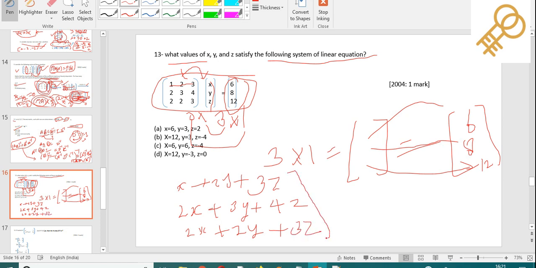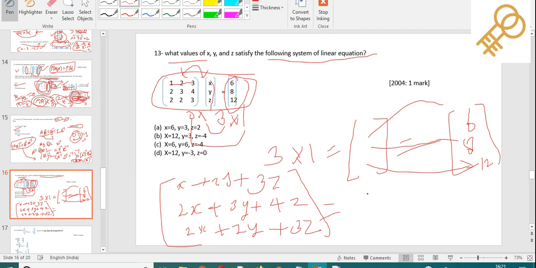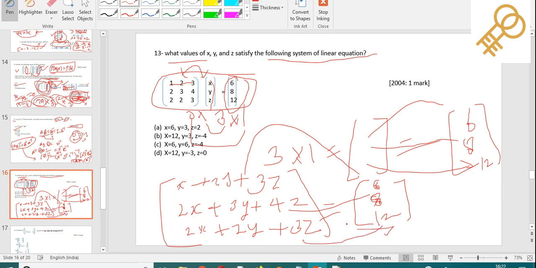This is your final matrix. Then you will get, after multiplications, the right side as 6, 8, and 12, which is already given. So you compare these equations with these equations, and there are three equations and three variables.